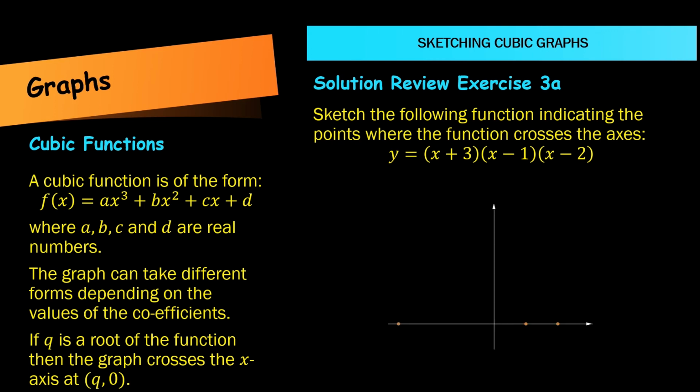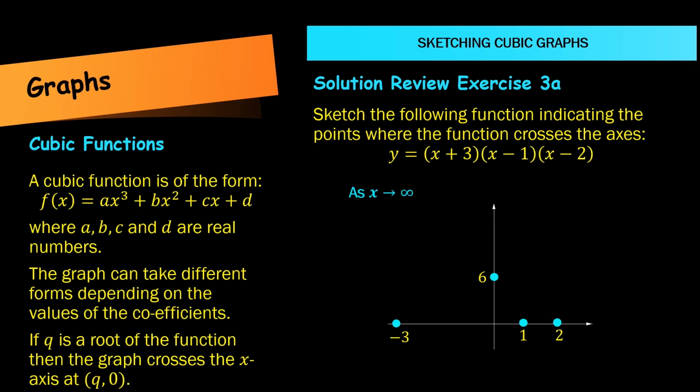When y equals 0, x equals minus 3, as shown here, or x equals 1, or x equals 2. When x equals 0, we have that y is equal to 6. So we have some key points on our graph now.